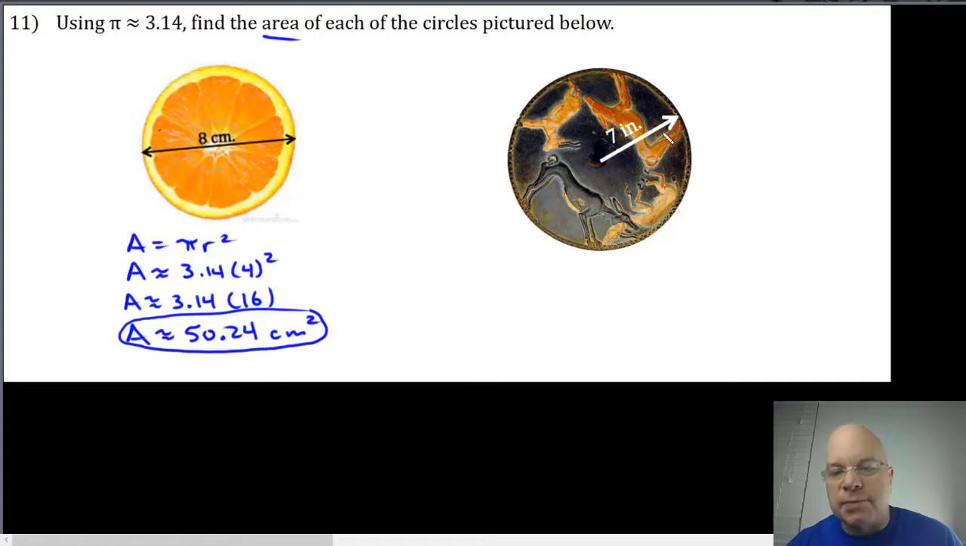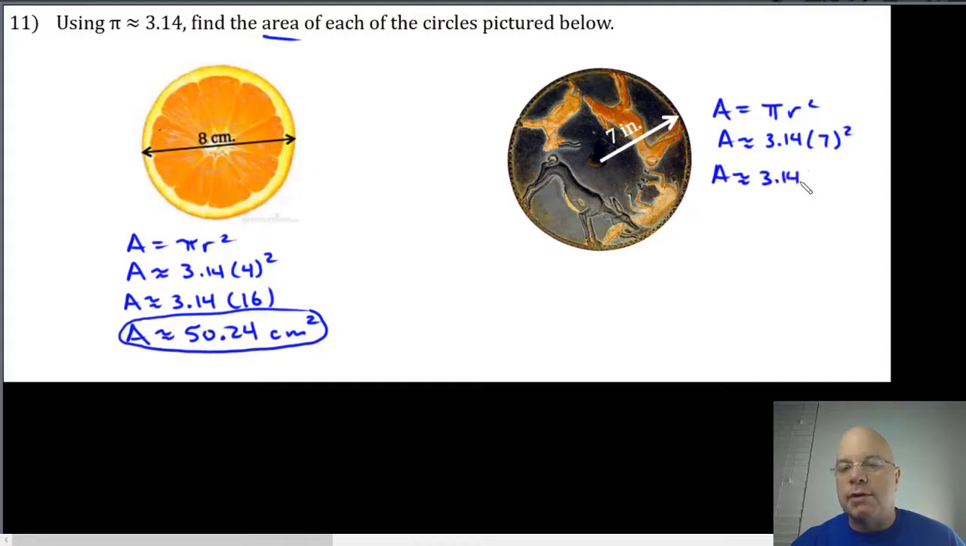This looks like some kind of antique plate or something. It has a radius of 7 inches, so area equals pi r squared. Area is approximately equal to 3.14 multiplied by 7 squared. 7 squared is 49, so 3 and 14 hundredths multiplied by 49 is 153 and 86 hundredths inches squared.